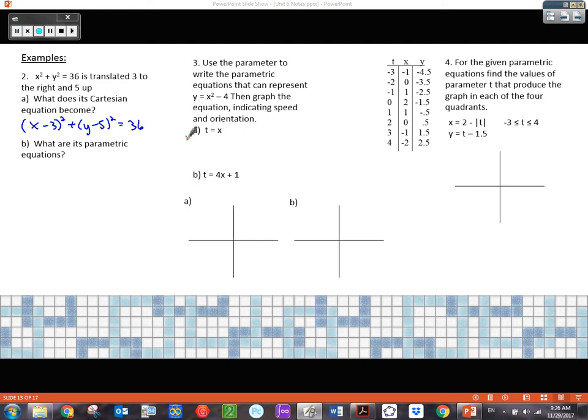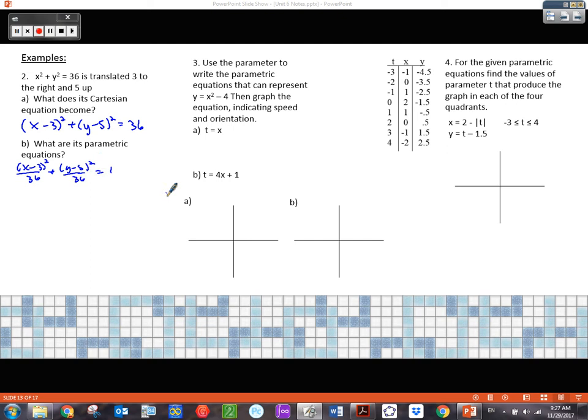Now we're going to go backwards from how we parametrized before. Remember when we eliminated the parameter, how this was a 1 because it was sine squared plus cosine squared, and we made it a 1? We're going to go backwards, right? To make this a 1, I would need to divide everything by 36. So let's do that. I have x minus 3 squared over 36 plus y minus 5 squared over 36 equals 1.